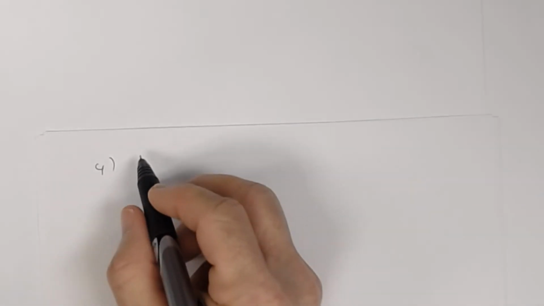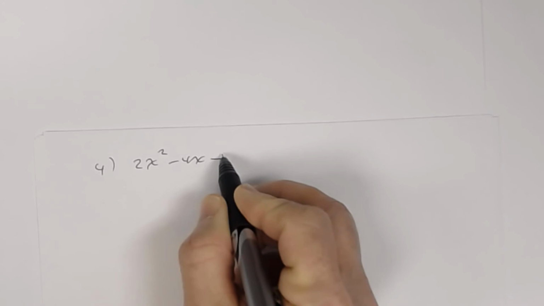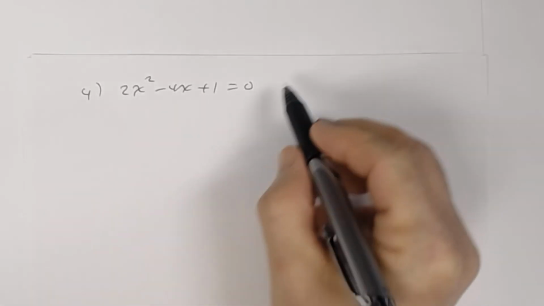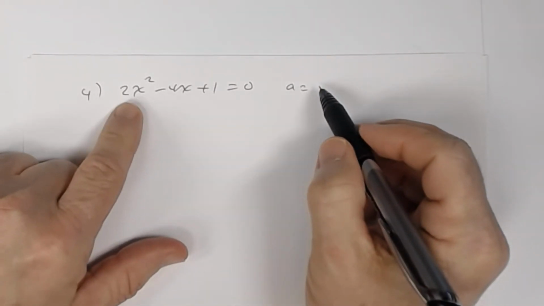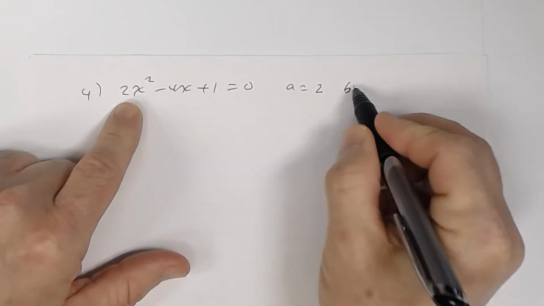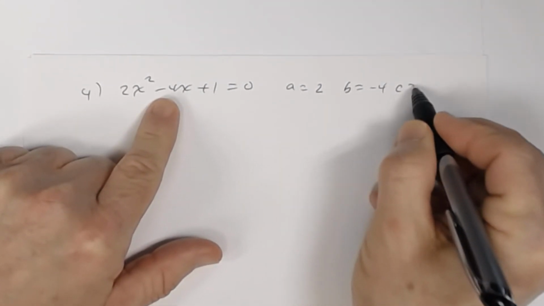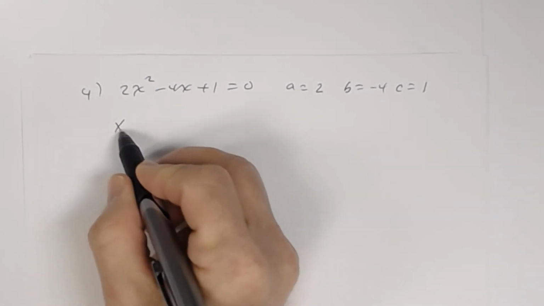Okay, so number 4, we have 2x squared minus 4x plus 1 equals 0. So again, it's already in standard form, so I can easily determine a, b, and c. So a is the coefficient of x squared, so a is 2. B is the coefficient of x, so that's a negative 4. And c is your constant, which is a positive 1. So I get x equal.